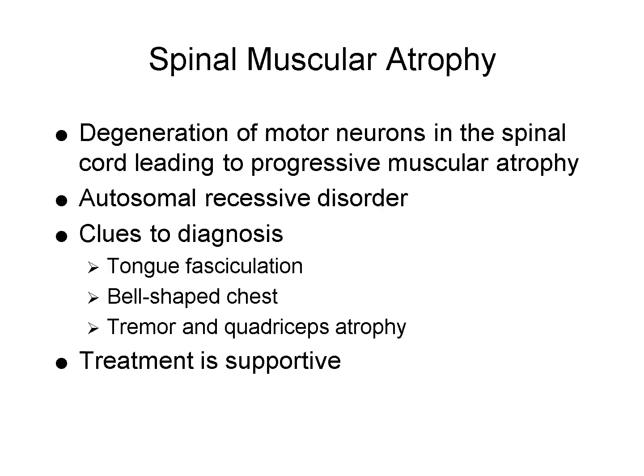Spinal muscular atrophy, or SMA, is an autosomal recessive disorder that causes progressive degeneration of motor neurons in the spinal cord. This leads to muscle wasting, weakness, and loss of movement. Clinical signs include tongue fasciculations, a bell-shaped chest, and tremors with quadriceps atrophy. Treatment is supportive and may include respiratory care, feeding support, and genetic counseling.